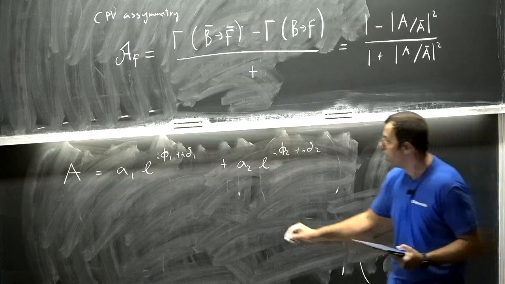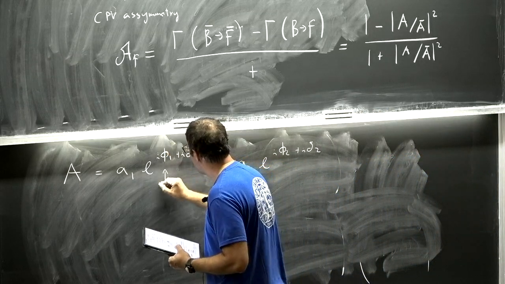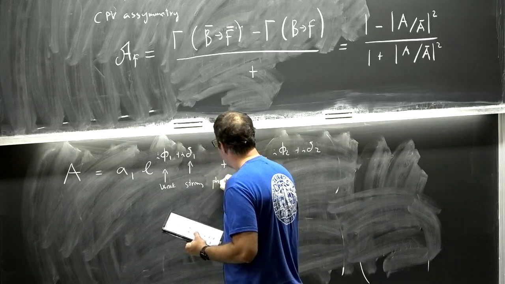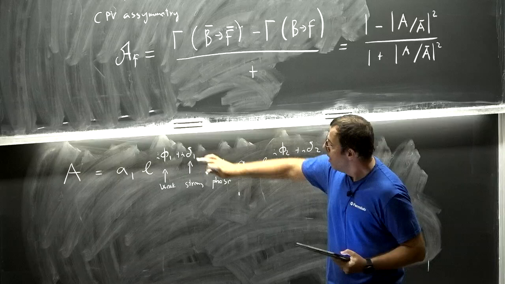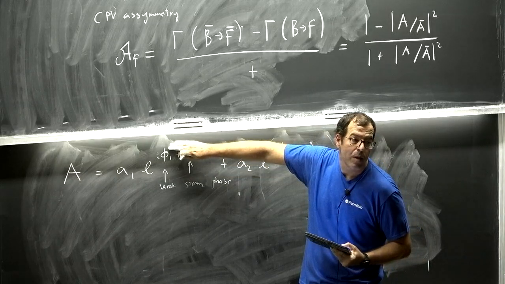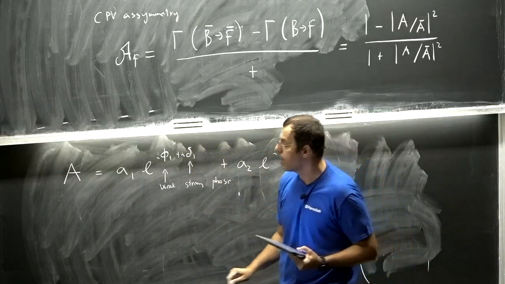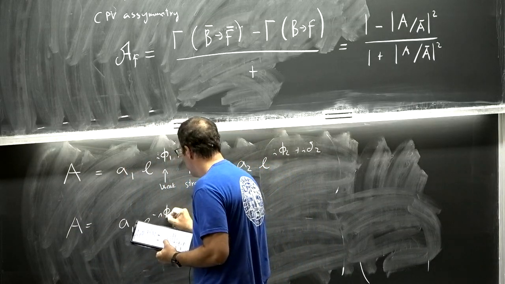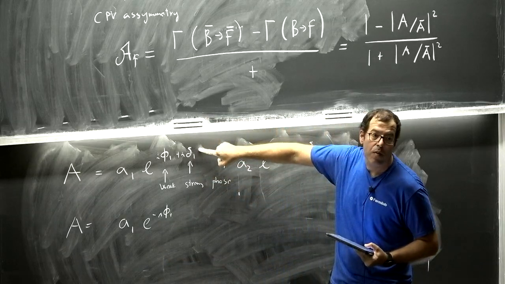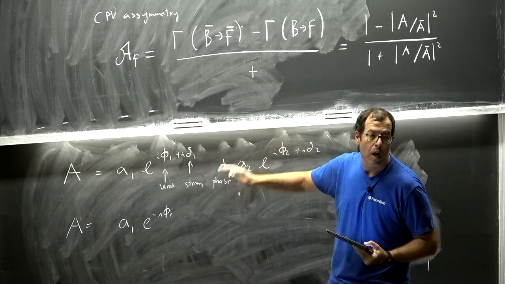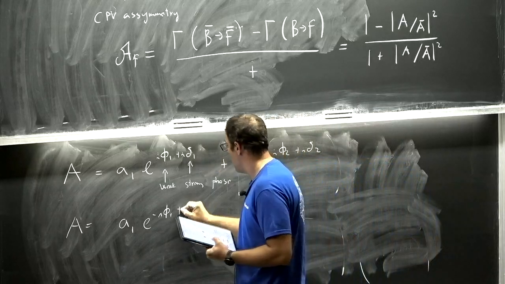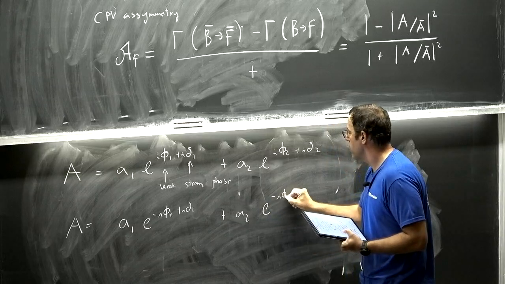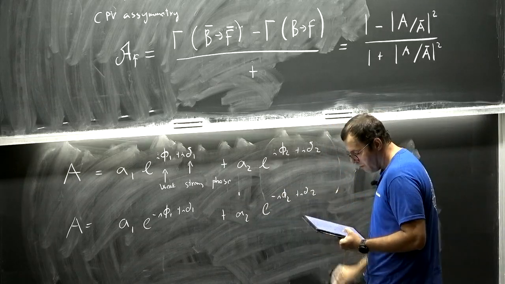All right, so this is the weak phase, and this is the strong phase. All right. This is the phase that flips the sign when I go to the conjugate decay. So the weak phase flips the sign. The strong phase doesn't, because it has to do with the rescattering. I will come to this and say a bit more. So a1 e to the i phi 1 plus i delta 1, plus a2 e to the minus i phi 2 plus i delta 2.